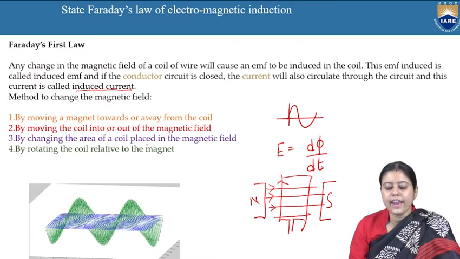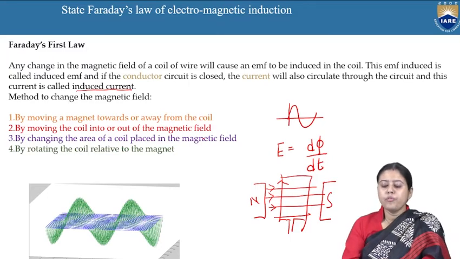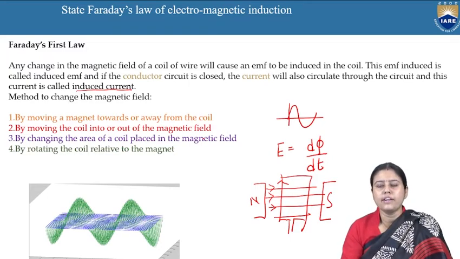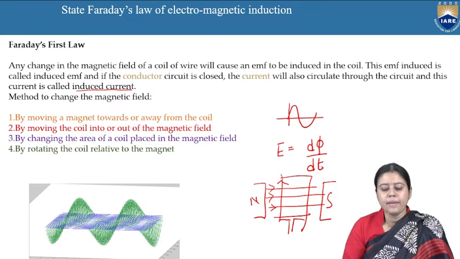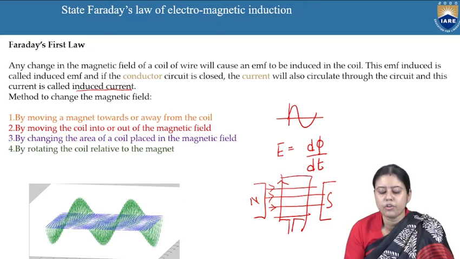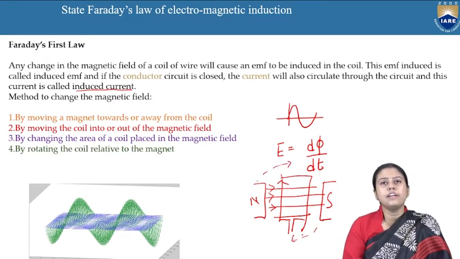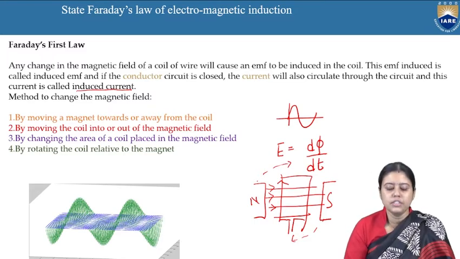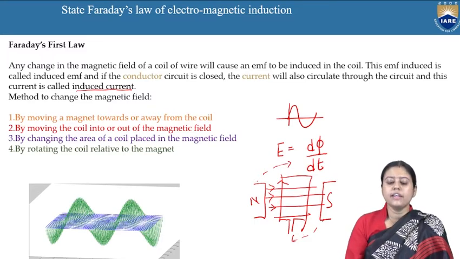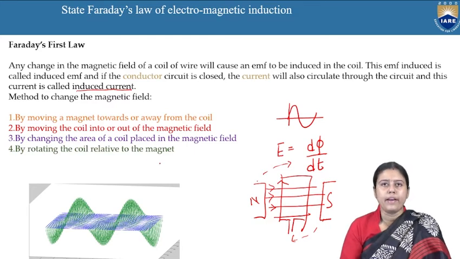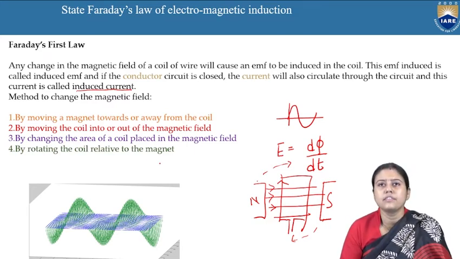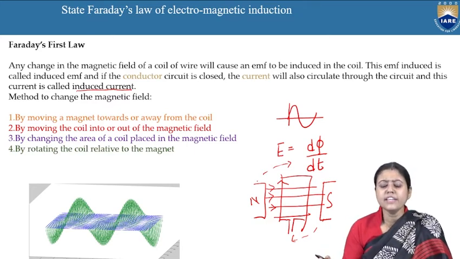By changing the area of coil placed in the magnetic field. If we want to change the north pole and south pole in a proper axis, we can get a time varying field. Say north pole and south pole is here. If we change the north pole here and south pole here, the field direction will also change. And by rotating the coil relative to the magnet. That is the working principle of the generator.